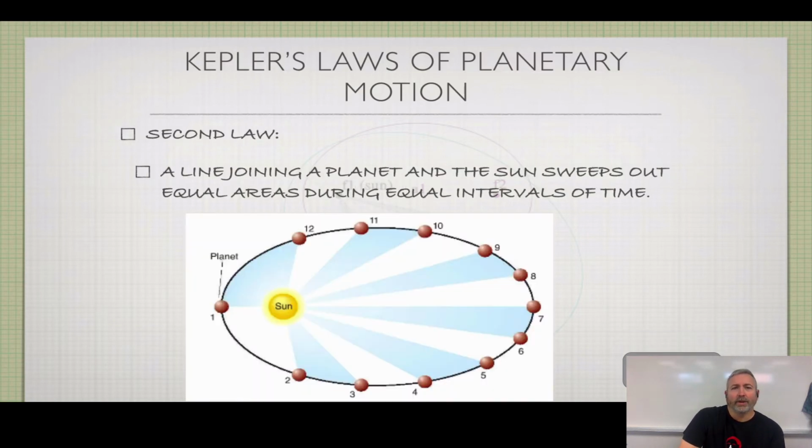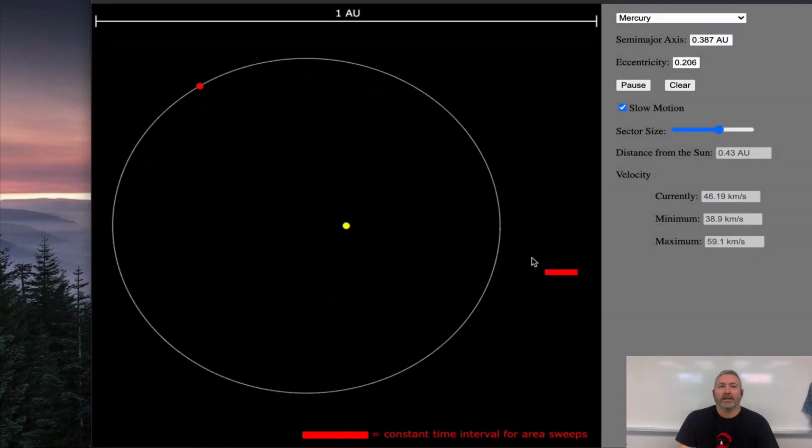His second law is kind of a relationship between the distance that something is away from the planet when it's orbiting and how fast it goes. So I have this app up on my computer, and this is a model of different planets. This is Mercury orbiting the sun, and Mercury orbits the sun in an ellipse. The number that's eccentricity tells you how elliptical it is. The closer that number is to zero, the closer to a circle it is. That means the sun is right in the center.